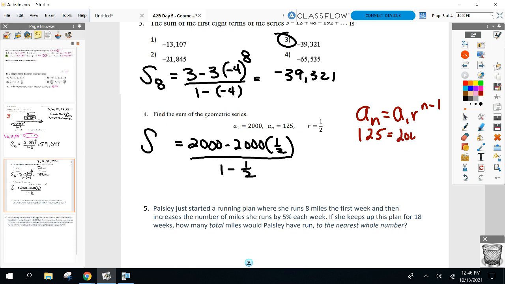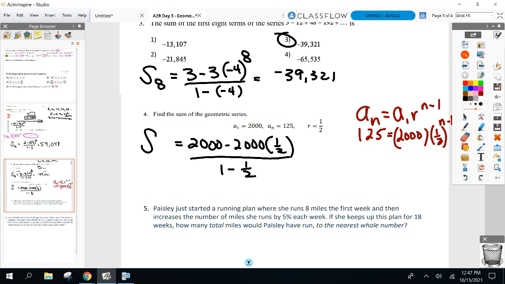2,000 times what? 1/2 to the... that's what I'm trying to find, right? Where's 125 in the sequence? That's what I need for n. Here's the problem, and I would not have you do it this way. To solve this, you've got to use logs at the end. Oh, remember those from last year? That was a pain. I'm not doing it. I'm not going down that road to solve for n and have you guys use logs.